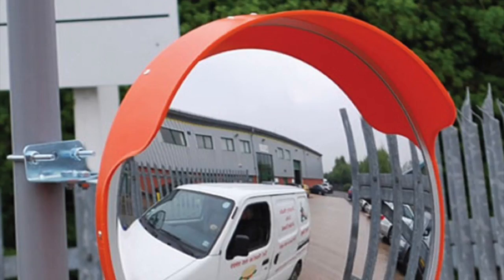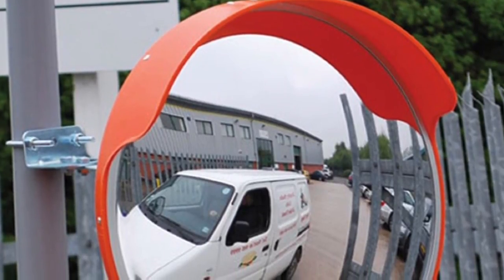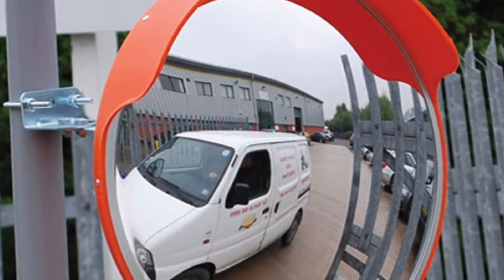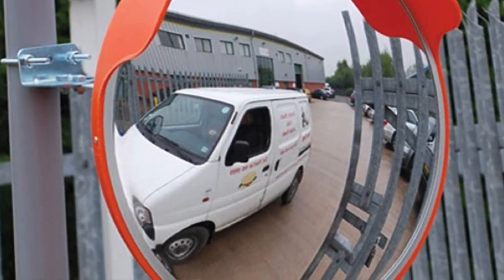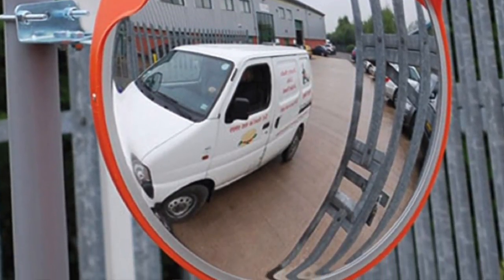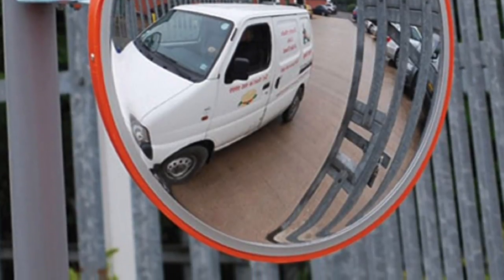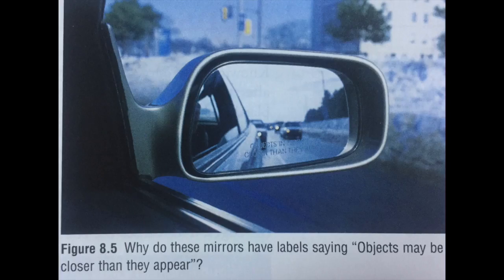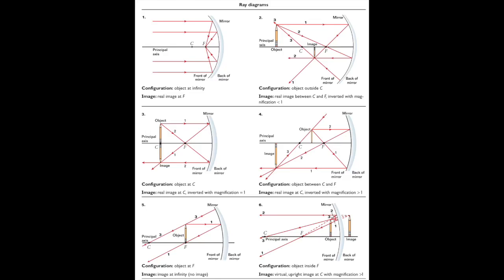Parking garages sometimes have convex mirrors to allow drivers to see if an oncoming car is just around the corner. Convex mirrors are also used as side view mirrors on cars. See figure 8.5. With a convex mirror, the driver can see several lanes at once.